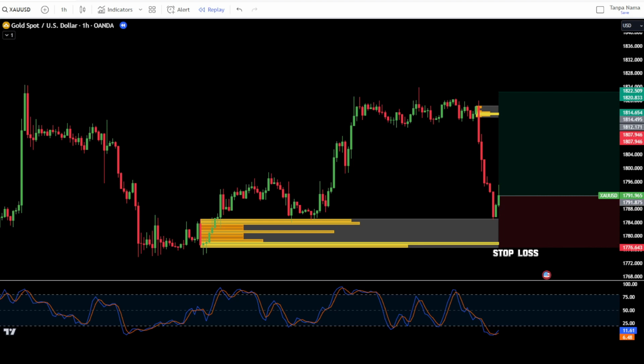Place the stop loss below the support box or bullish volume profile order block. Target take profit using a risk-reward ratio of 1 to 2.